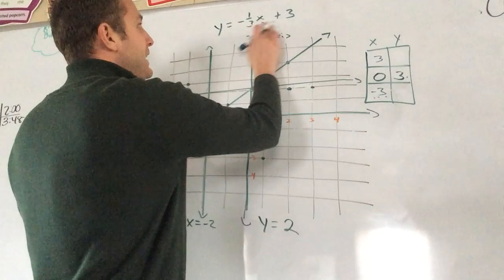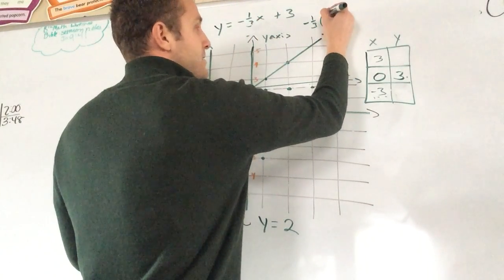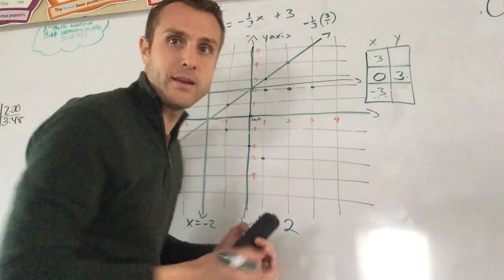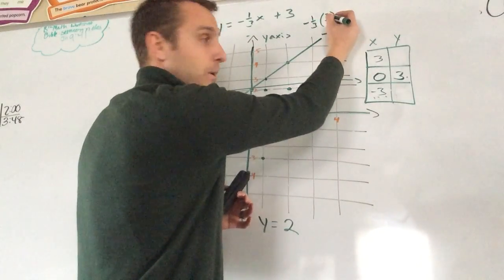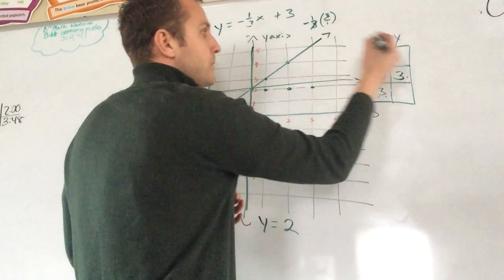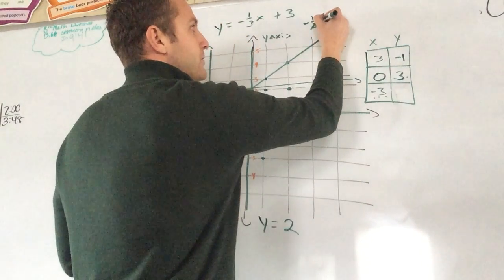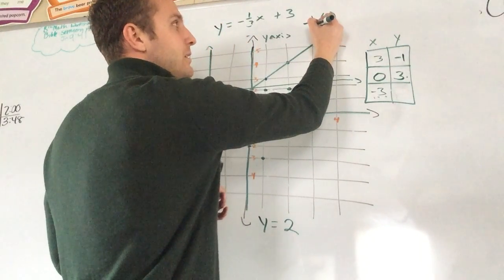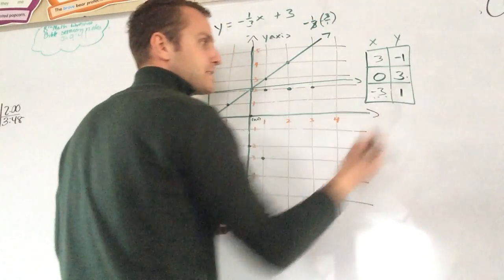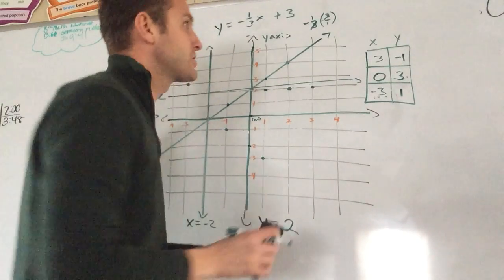How about 3? How about if I replace this with 3? So negative 1/3 times 3. Remember, I can put 3 over 1. What's going to happen? My 3 and 3 are going to cancel, leaving me with negative 1 plus 3, which is 2. How about negative 3? Well, my 3's still cancel, but now I have negative 1 times negative 1. That's positive 1.